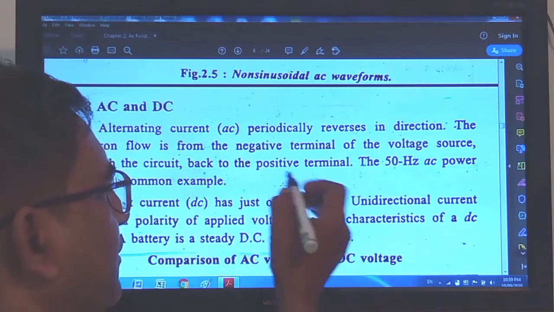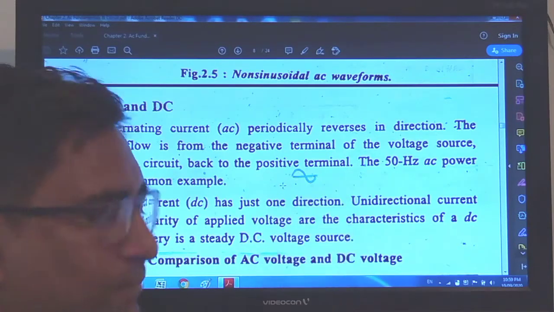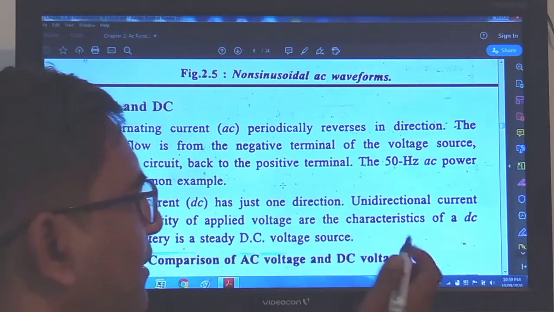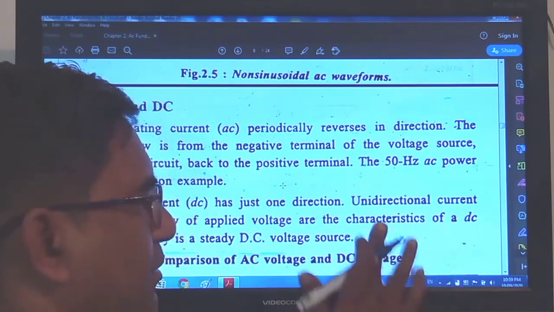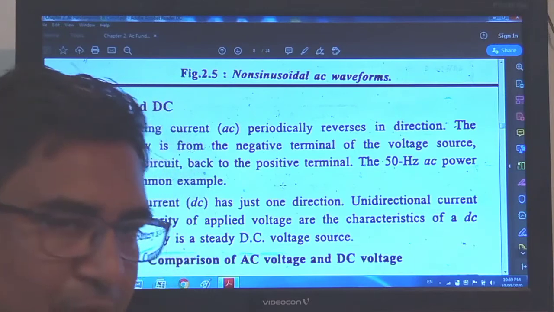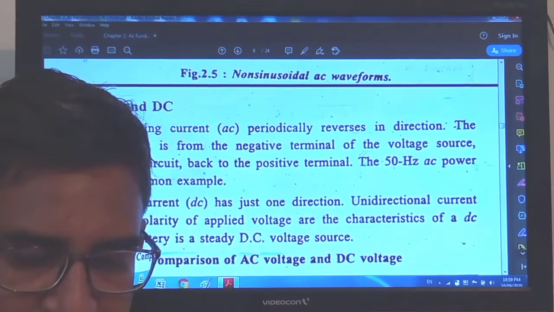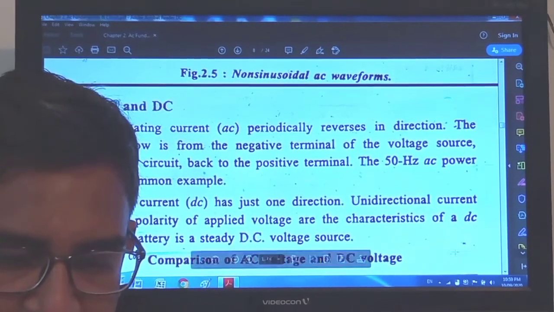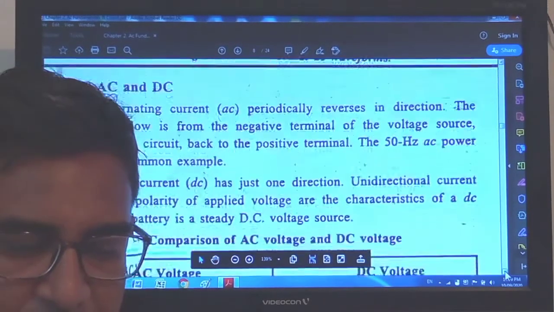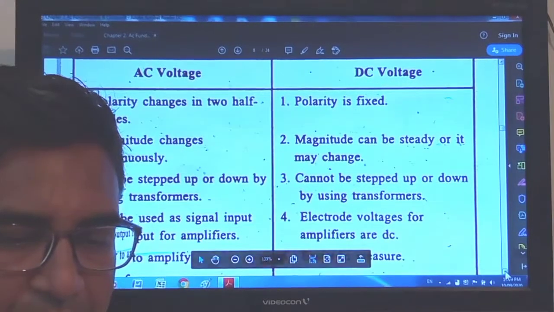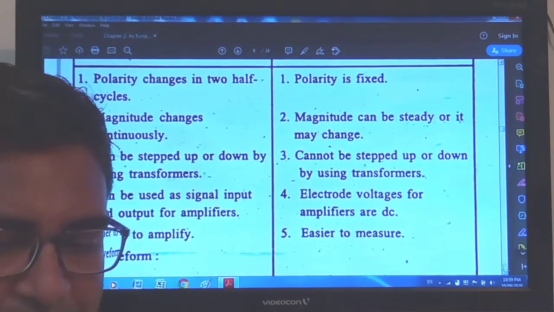This one, you will say that it is the AC, and this one, you will say that it is the DC. Okay, students, so there is a comparison between the AC and the DC. This comparison is very important because without it, you are not able to identify how the waves have occurred.